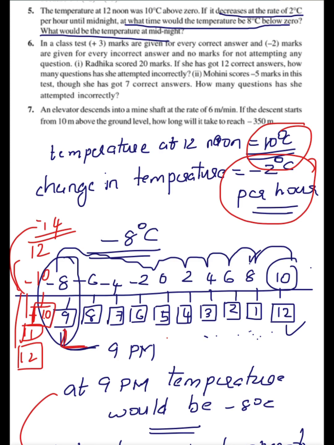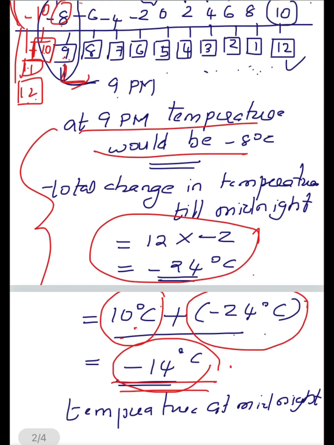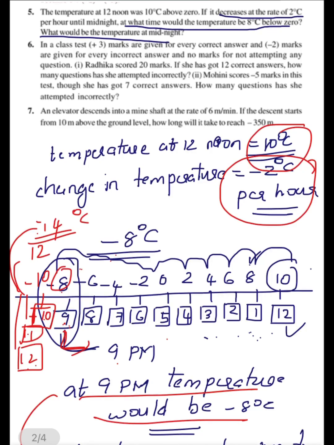Okay, till 9 you have already calculated, that is minus 8 degrees Celsius is the temperature at 9 p.m. Now to reach midnight you have to just calculate 10, 11 and 12, and at 12 you will get the answer as minus 14 degrees Celsius. Okay, in this way also you can calculate the answer. Anyway, the temperature at midnight is minus 14 degrees Celsius, and the time at which the temperature is 8 degrees Celsius below zero is at 9 p.m. Okay, this is the answer for the first question, and this is the answer for the second question. Understand? So I hope you understood this fifth question.